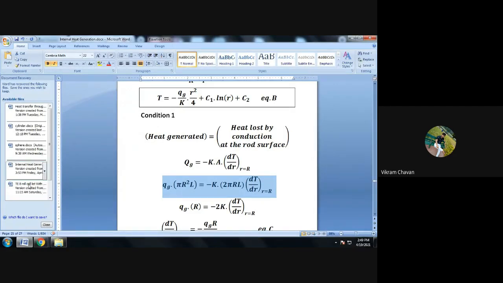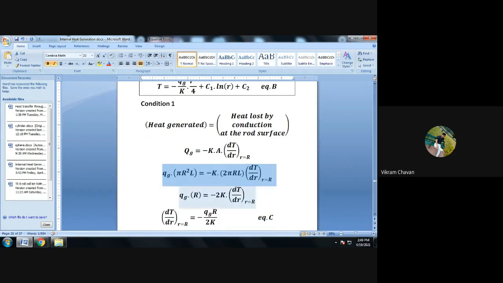Now from this side pi and square of r will be cancelled, and from this side pi and r will be cancelled, and also L. Pi, square of r and L will be cancelled here, and pi r L will be cancelled. So we'll get the equation q suffix g multiplied by r is equal to minus 2k multiplied by differentiation of t with respect to r when r is equal to capital R. Write down the equation.